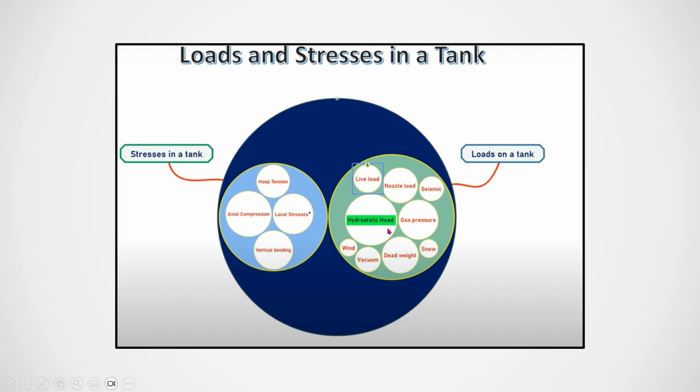The hydrostatic load I have already discussed. Gas pressure: inside the tank there are some liquids, and if the temperature changes, some gas will form and try to escape through the roof. That will give some lifting force, which is also one type of force. Wind is of course there, because wind can come from any direction and act on the tank body. Then vacuum: suppose you are drawing material and you are not breaking the vacuum, then a tremendous force will act on the tank. The shell will be subject to axial compression.